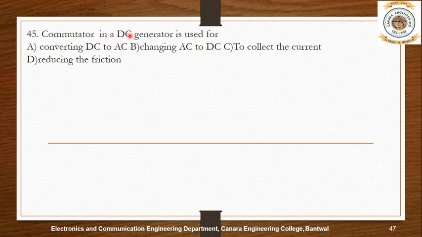The commutator of the DC generator is used for converting DC to AC, changing AC to DC, to collect the current, reduction of. In a generator, voltage is generated in the form of AC. So to convert into DC, commutators are used. So option B, changing AC to DC, is the right option.